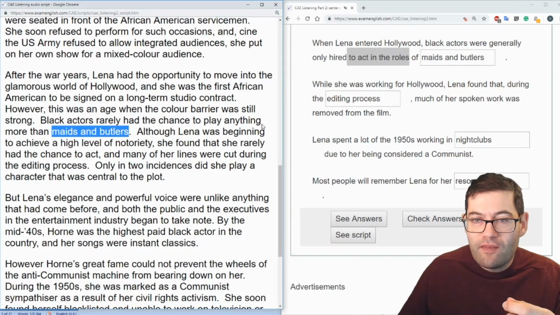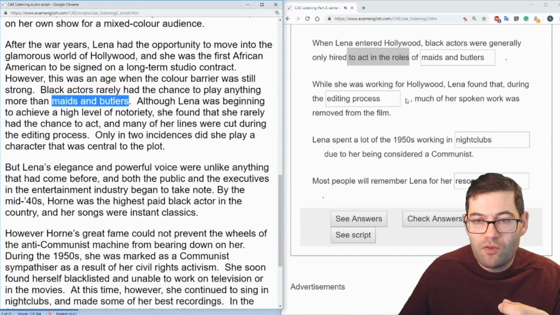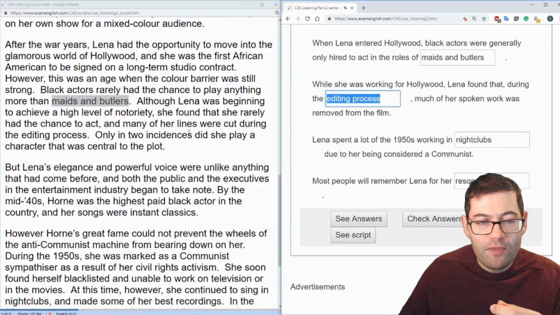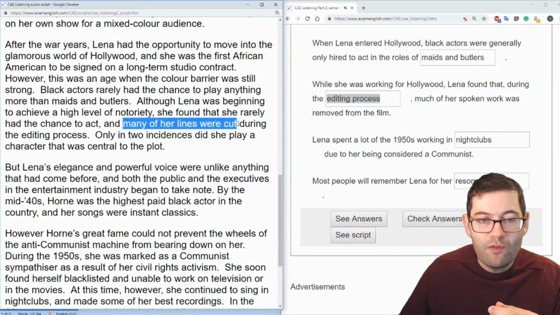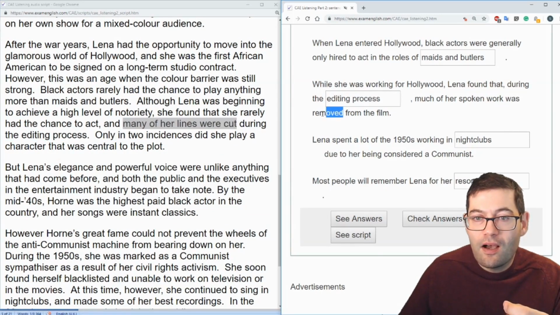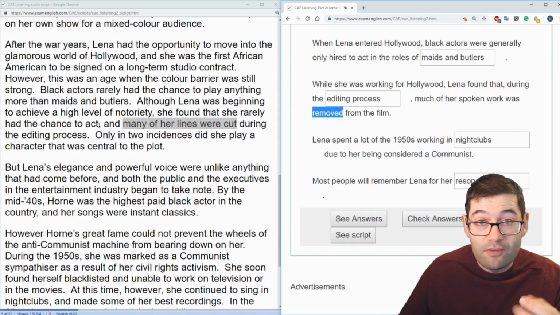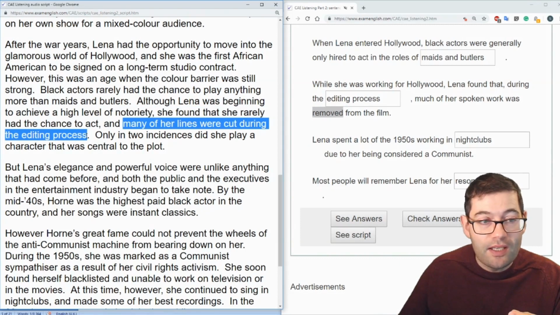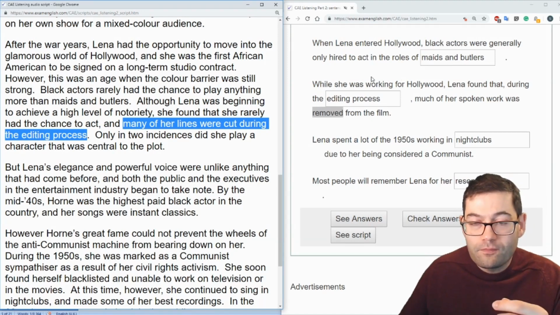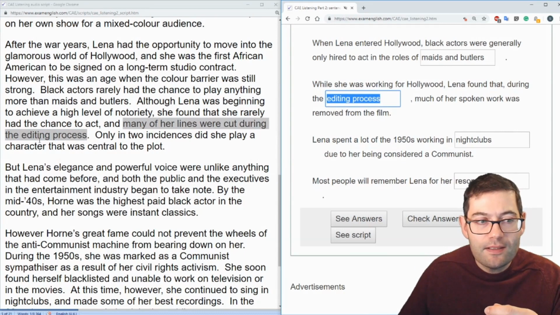While she was working for Hollywood, Lena found that during the editing process, much of her spoken work was removed from the film. Why is it editing process? Well, it says here, many of her lines were cut. If your lines are cut, it means that your lines are removed. And of course, we're talking about the chances she had to act. Well, that's the context of the listening. And then it says many of her lines were cut during the editing process. And we can see that here. So this is just swapping the clauses around, but that's why our answer is the answer.